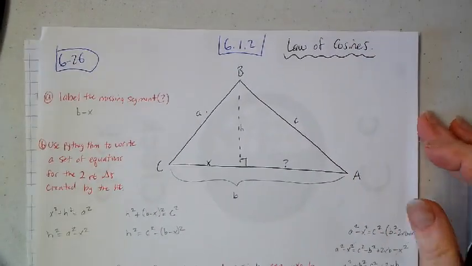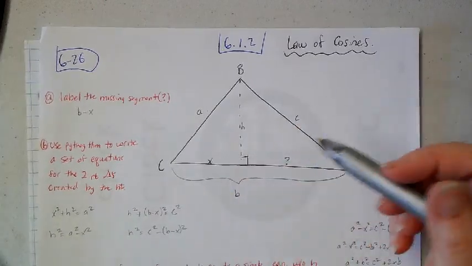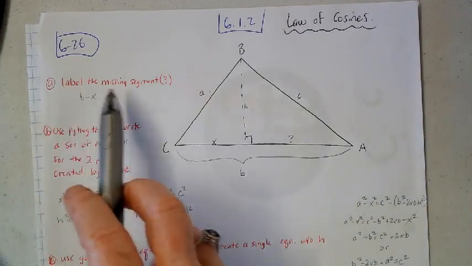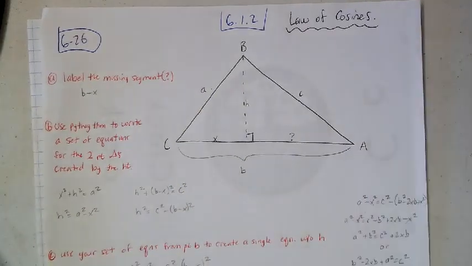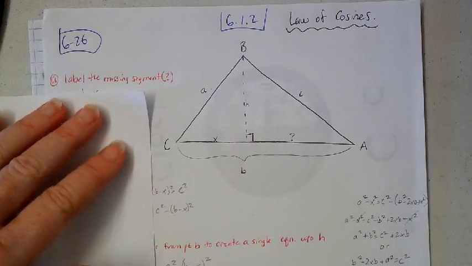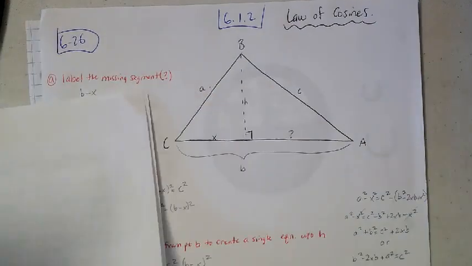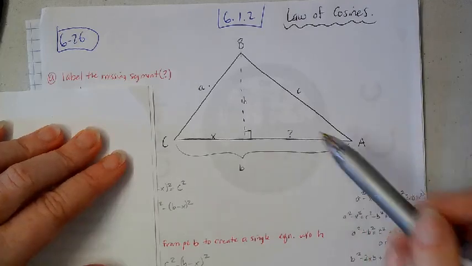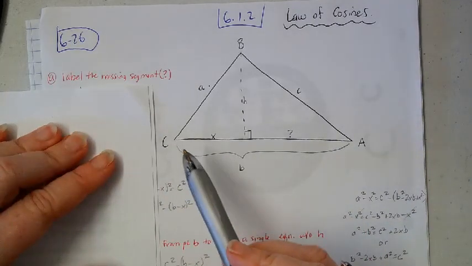So it tells you to copy this triangle that's in your book onto your paper. So that's letter A, and then it says label, I already put the answers in. It says label the missing segment. So the missing segment is this little question mark. So you already saw how I answered it.